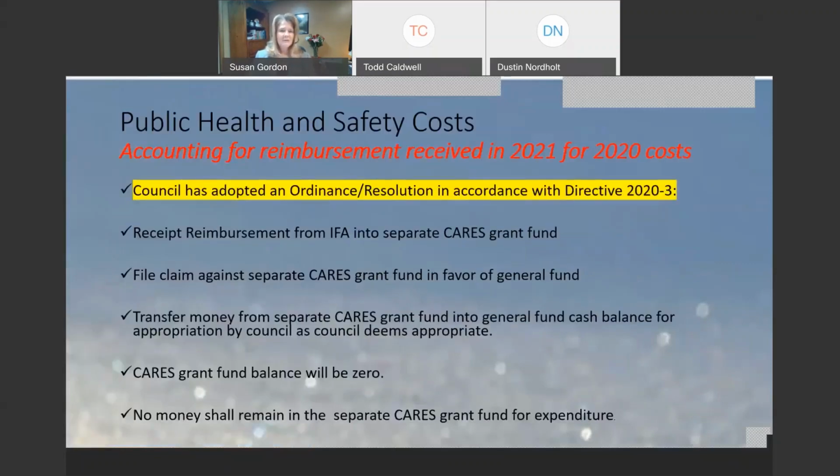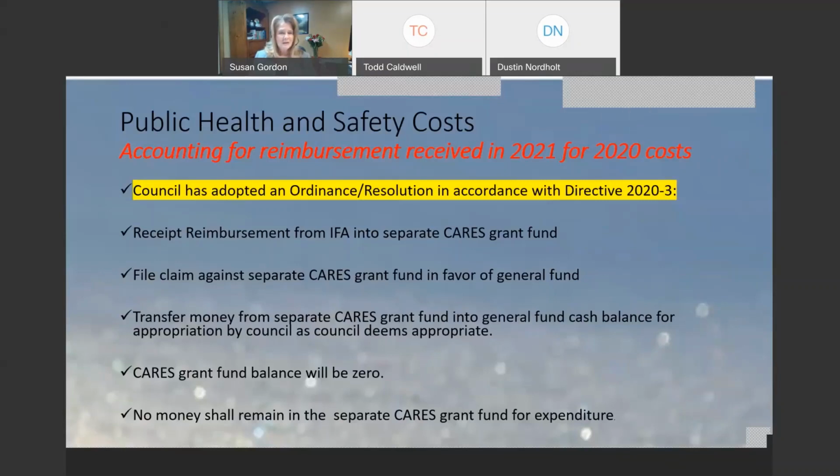Now, as far as accounting for reimbursement received in 2021 for 2020 costs, you remember for public health and safety payroll costs, your council had a couple of options. One was they could adopt an ordinance or resolution in accordance with the directive to transfer that money to the general fund. And the other one was where they didn't adopt an ordinance.